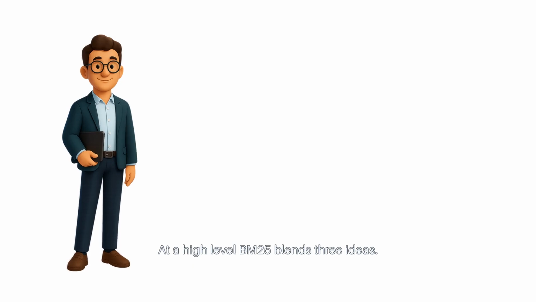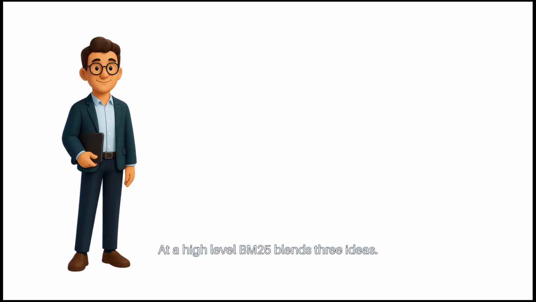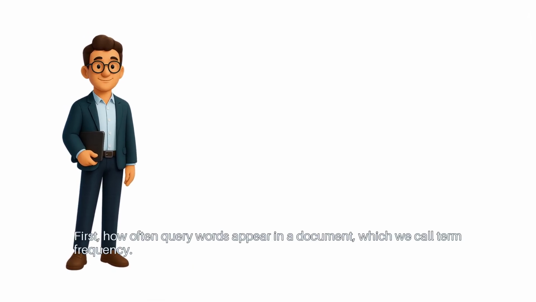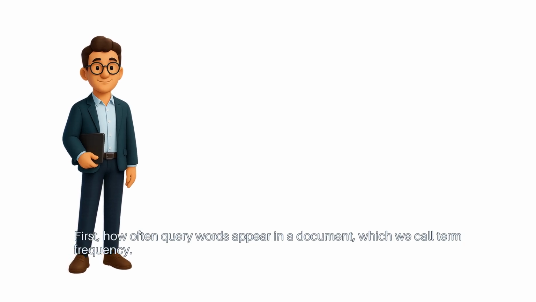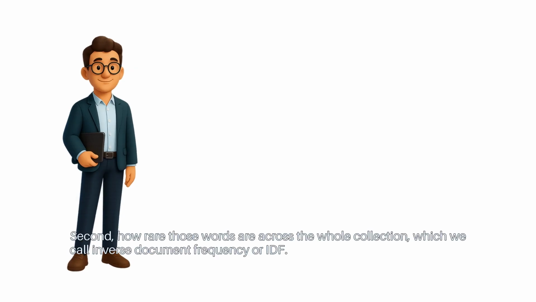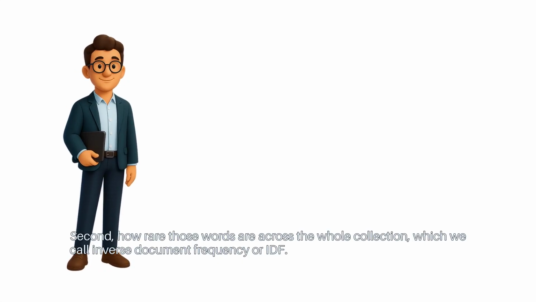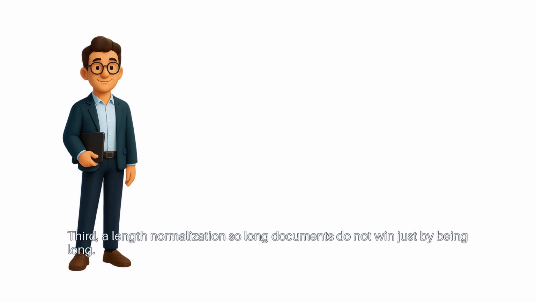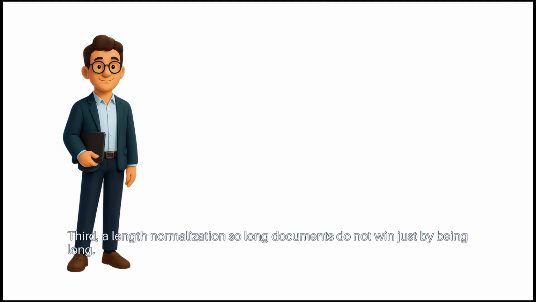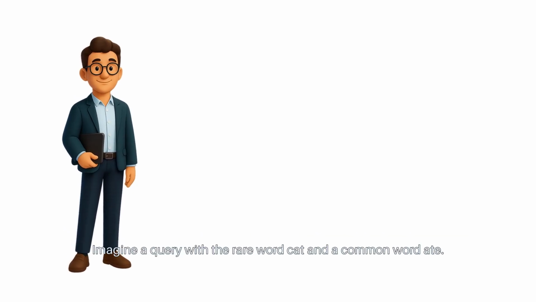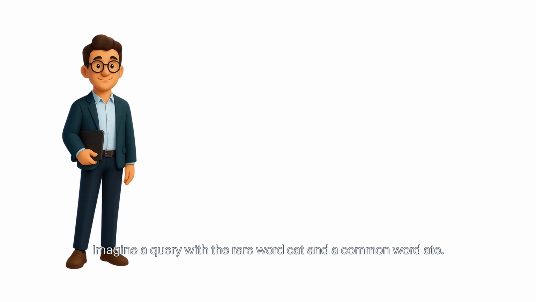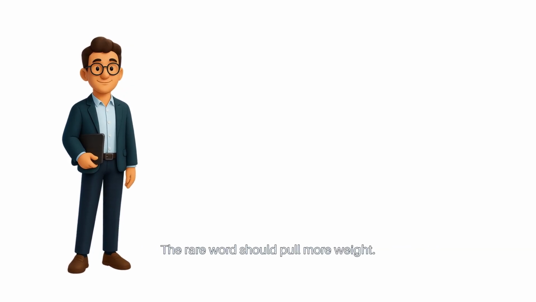At a high level, BM25 blends 3 ideas. First, how often query words appear in a document, which we call term frequency. Second, how rare those words are across the whole collection, which we call inverse document frequency, or IDF. Third, a length normalization so long documents do not win just by being long. Imagine a query with the rare word cat and a common word 8. The rare word should pull more weight.